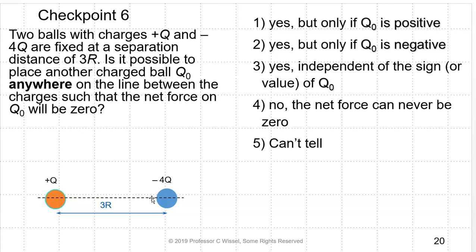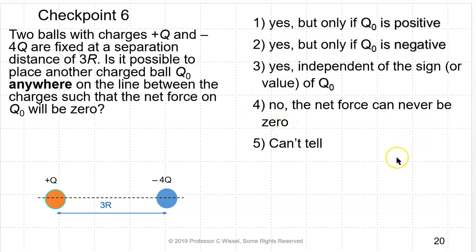Then I'm going to try a negative charge. If I try a negative charge, the opposite is going to occur. It's going to run toward this one and get away from that one. So no, I can't have a negative charge. So I can eliminate yes, but only if Q naught is positive, and yes, but only if Q naught is negative. We can also eliminate yes, that's independent of the sign or value of Q naught. The answer to this one is no.